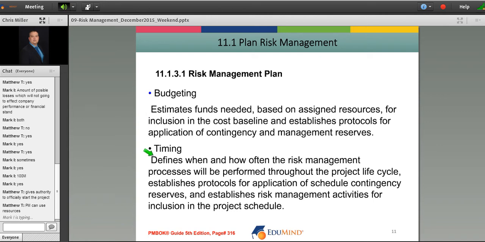Timing defines when and how often the risk management processes will be performed throughout the project lifecycle. Establishes protocols for application of schedule contingency reserves, and establishes risk management activities for inclusion in the project schedule.